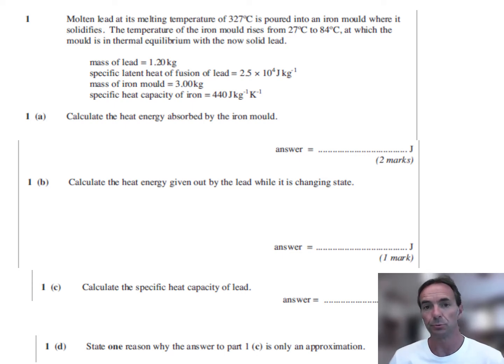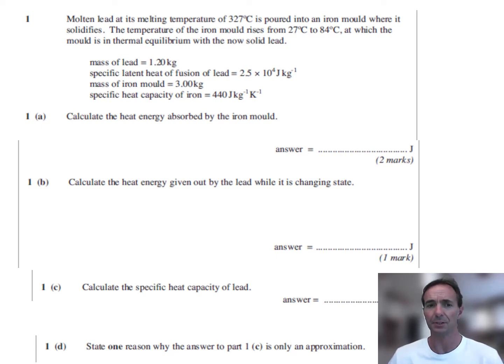Temperature of the iron mold rises. Right, it's a temperature rise, so it must be something to do with specific heat capacity. Iron mold, it's solid, so therefore it rises from 27 to 84 degrees C, at which the mold is in thermal equilibrium with the now solid lead. Right, so the lead has changed from 327, solidified and then cooled down to 84. The iron mold has just risen from 27 to 84 degrees C.